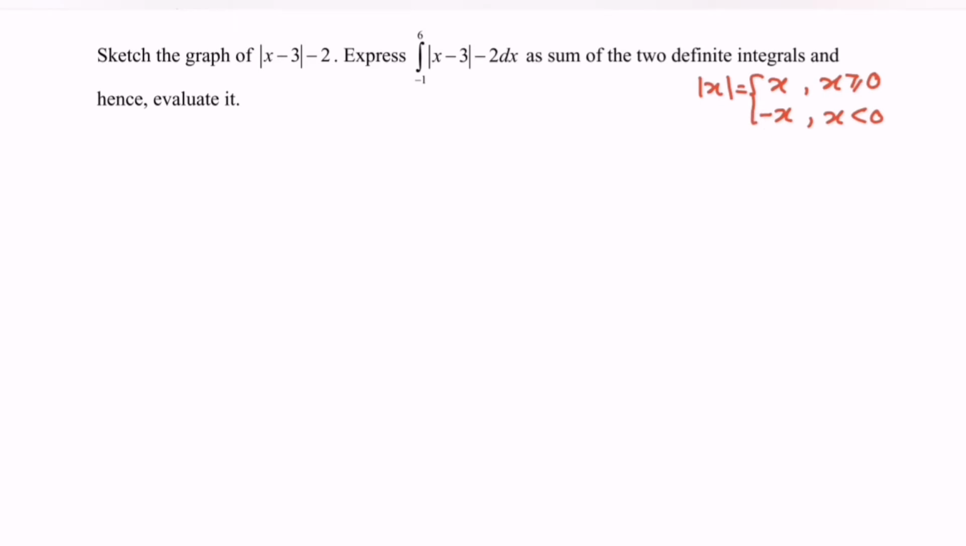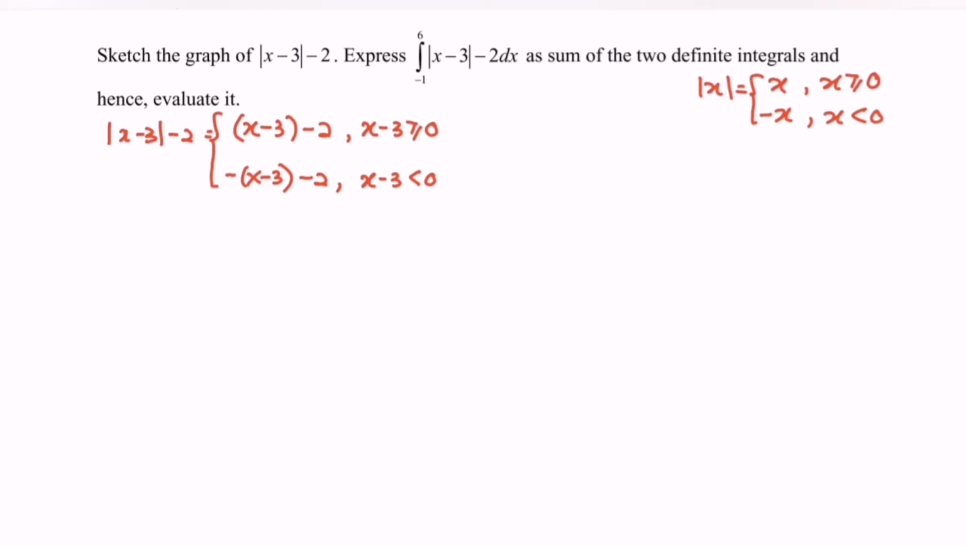So kindly define the situation for absolute value x minus 3 minus 2. So for absolute value x minus 3 minus 2, we will have x minus 3 in brackets minus 2, and the domain will be x minus 3 greater than or equal to 0. Next, negative x minus 3 minus 2, and the domain will be x minus 3 less than 0. So here we have the definition.